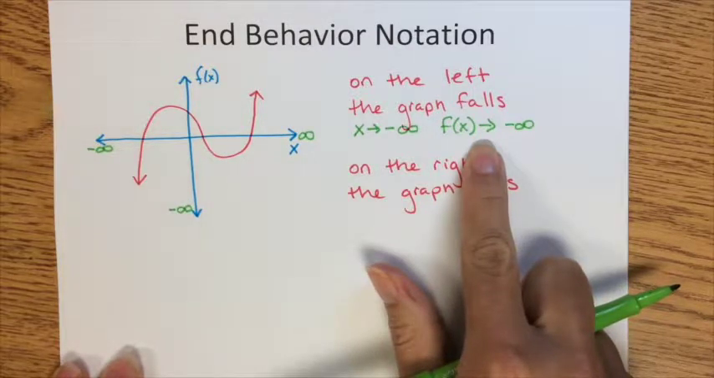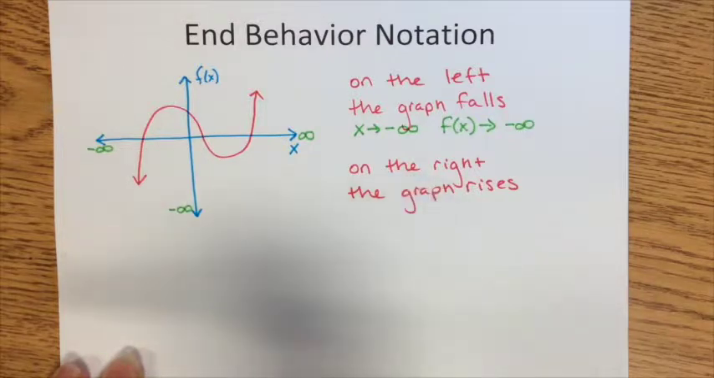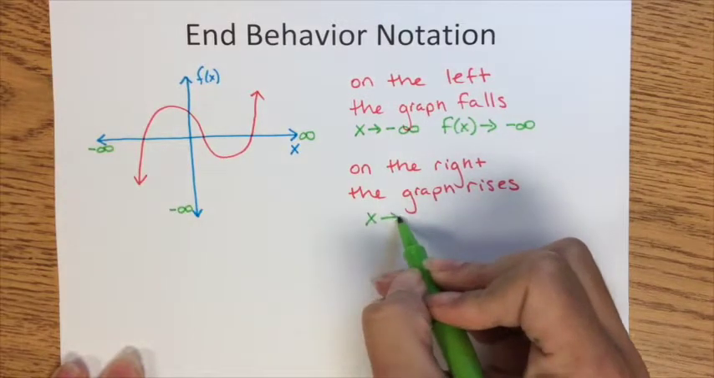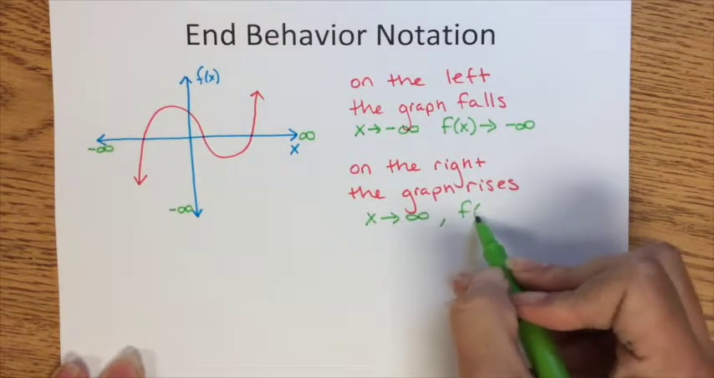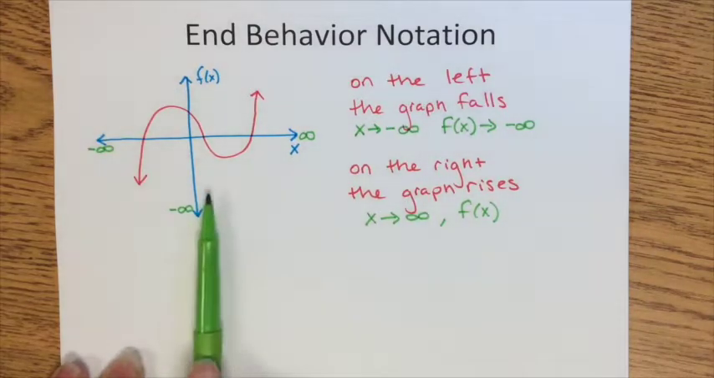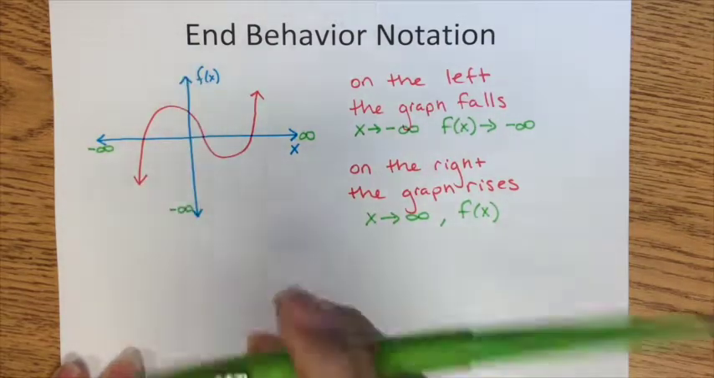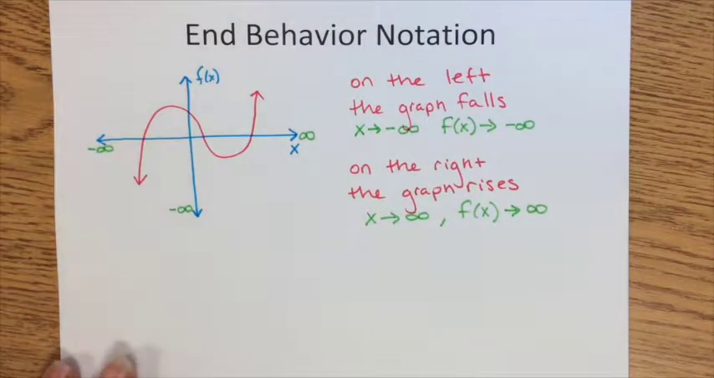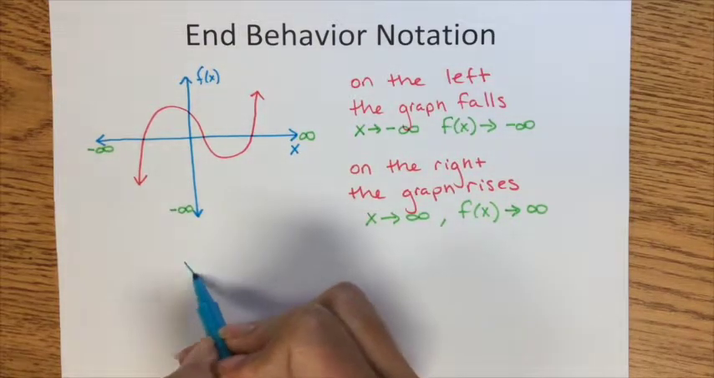Now let's do the right side. On the right, as x goes towards positive infinity, f of x does what? Well, here's my graph. f of x goes towards positive infinity as well. So each time you describe end behavior, you're always going to use on the left and on the right. And then whether your graph goes up or down, that's going to change. So you're going to have a standard format, and it's going to look like this.